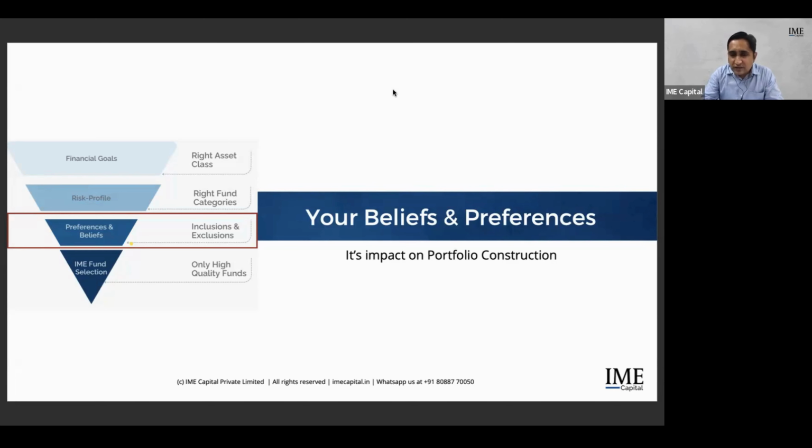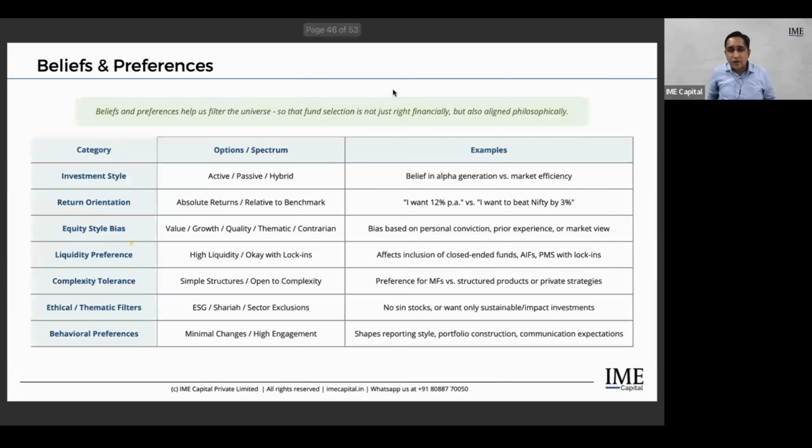So now first just sticking to the beliefs and preferences and their impact on portfolio construction. A lot of this really comes into what are the funds you are looking at. The different investment styles, active, passive, or hybrid. There are different return orientations, absolute return focus versus relative to a benchmark.